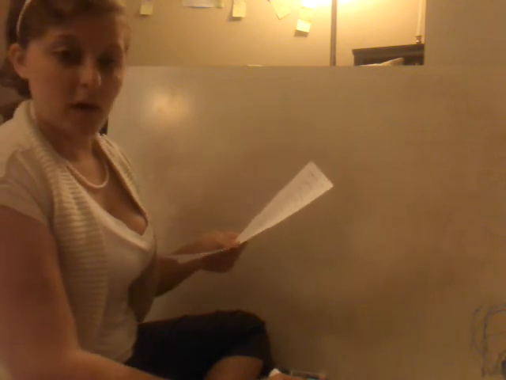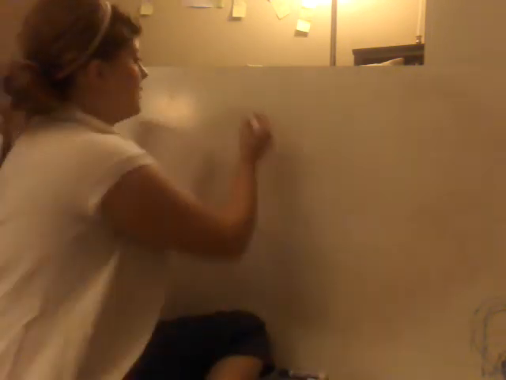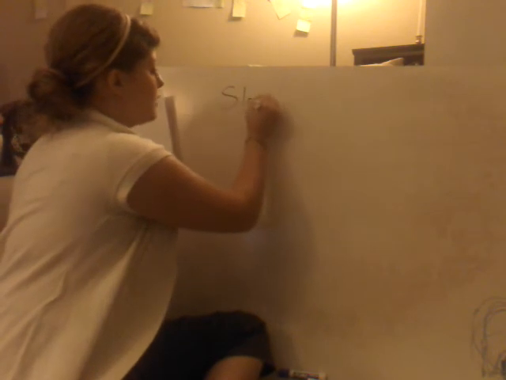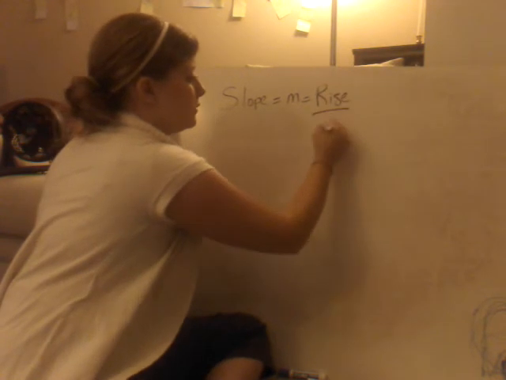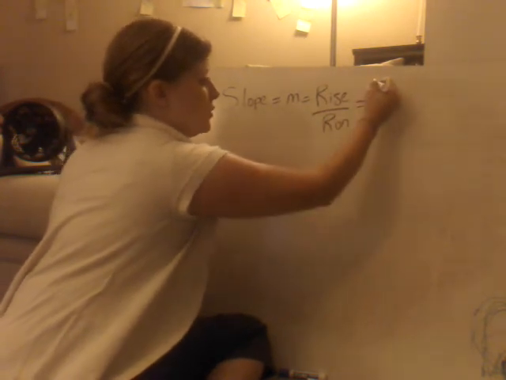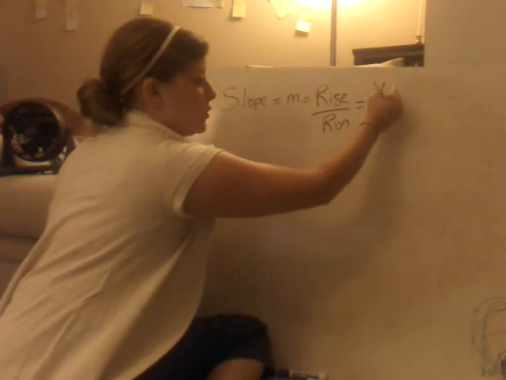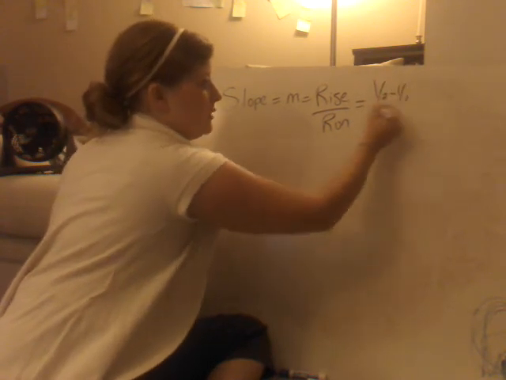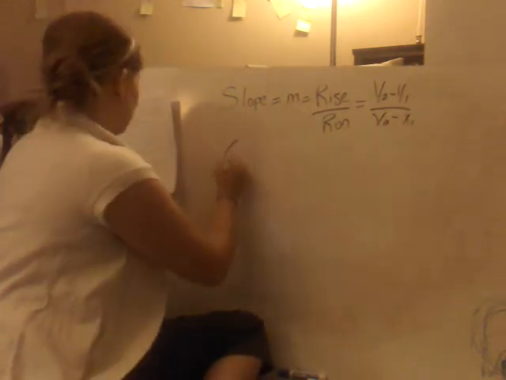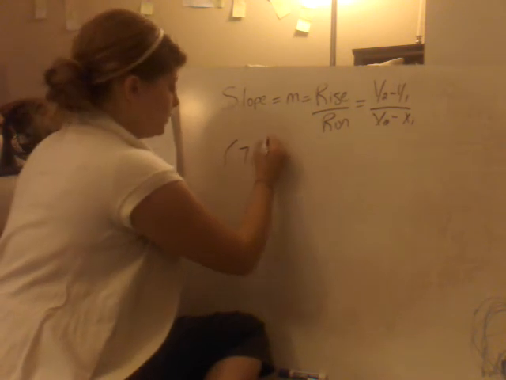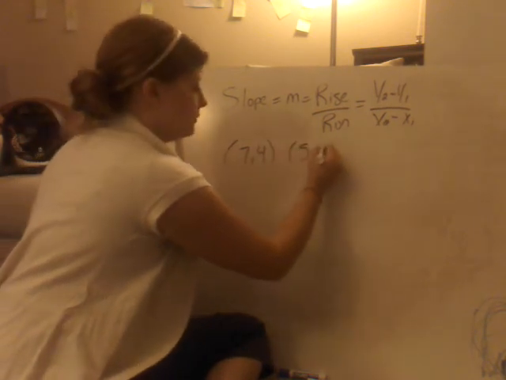Alright, next up, number 11. Find the slope of the line passing through the points 7, 4, and 5, 12. So this is slope, rise over run. So we've got slope, which is equal to m, which is equal to rise over run, which is equal to the change in y over the change in x. So y2 minus y1, x2 minus x1. Okay, and we have our points 7, 4, and 5, 12.